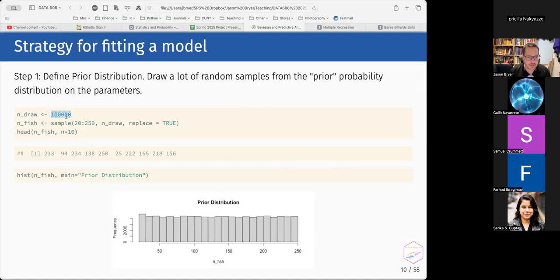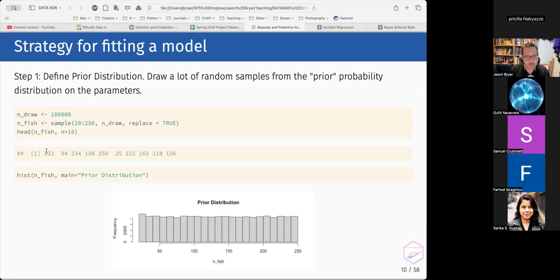So I'm just initializing this numeric vector of length 100,000. I'm going to make 100,000 guesses, anywhere from 20 to 250, and any number in between has an equal likelihood of occurring. So I think 20 fish is as likely as 100, as likely as 150, as likely as 250. Okay, so this is my prior.